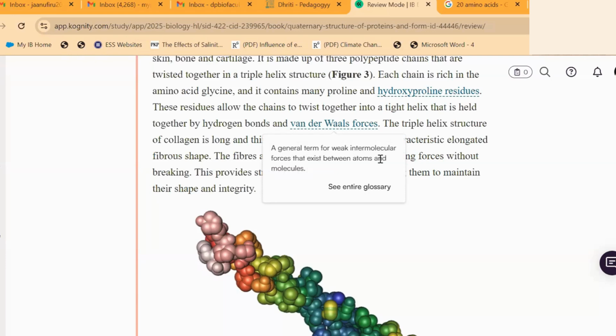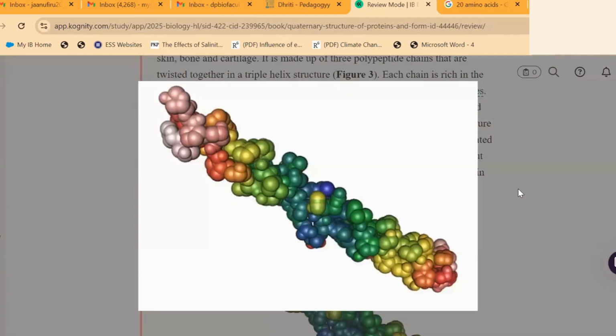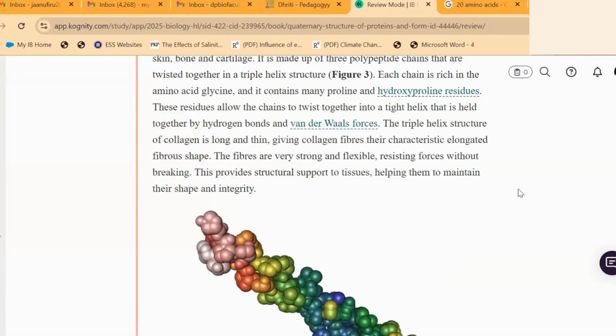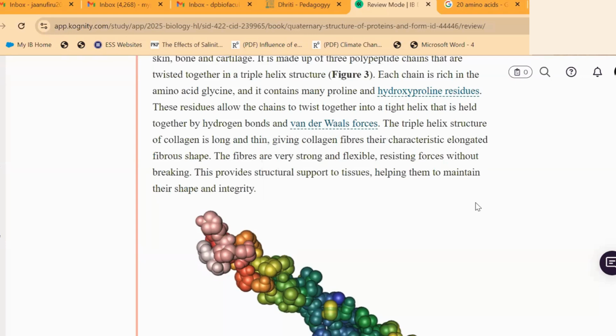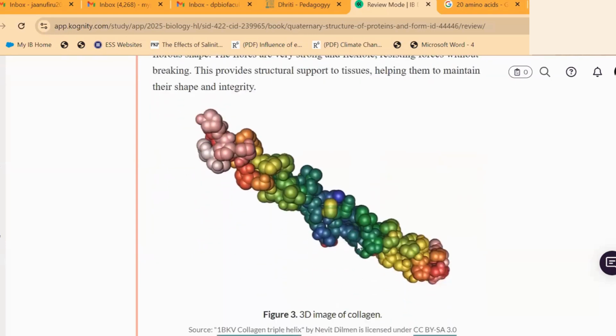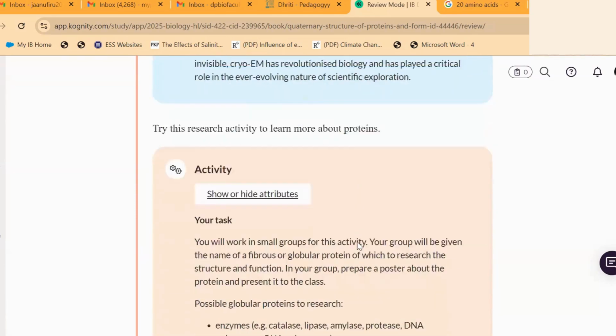Here you can see these forces in this collagen, which we are talking about. It's a triple helical structure which is held together by hydrogen bonds and van der Waals forces. As you told me, it is a weak intermolecular force. And it is very strong, flexible. So you can have some characteristics. That's about collagen. And this collagen is a quaternary structure.